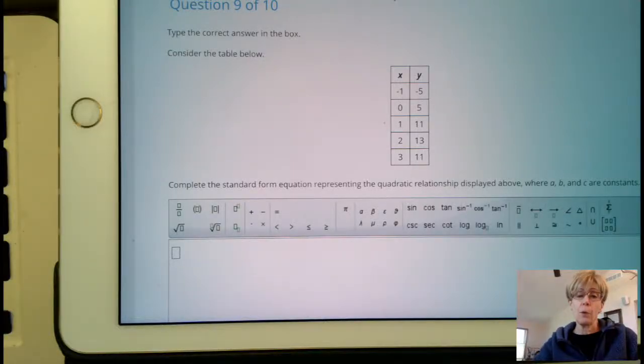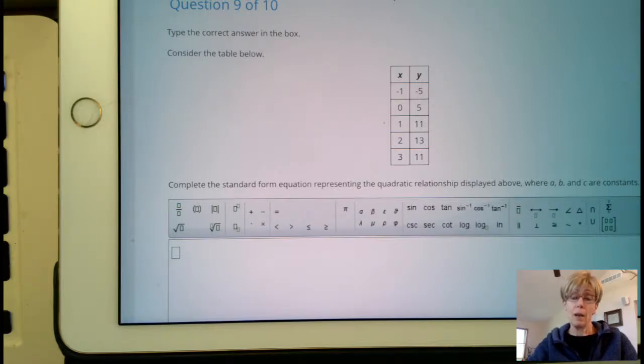Complete the standard form equation representing the quadratic relationship displayed above. B and C are constants. And what I missed when I was reading this is, consider the table below. And on video number 5, if you're watching my videos, I was able to help come up with the value A in our vertex form of equation. I can't do that on this one.